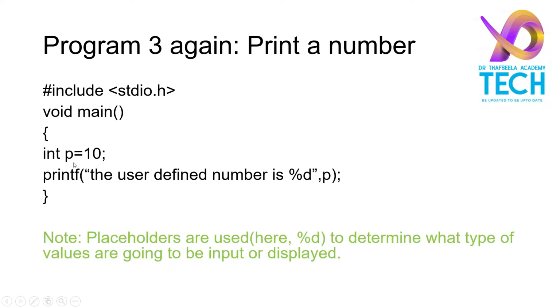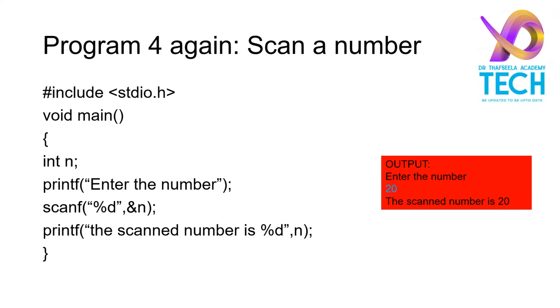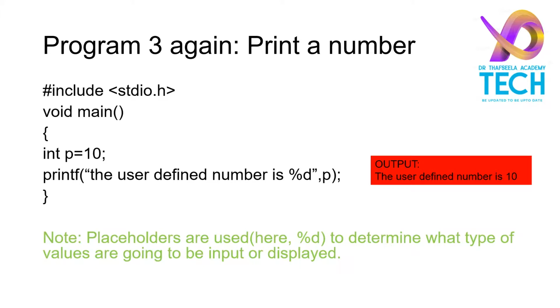Now again we have our program where we printed a user-defined number. Here we just mentioned p equal to 10 and we gave the integer data type, and we printed the same using the placeholder and the printf command. Now in this case, we are going to combine program 3 and program 4. In program 3, we just printed a user-defined number, and in program 4, we asked the user to enter a value and then we printed it. So we will just summarize. In program 4, we learned how to scan a number and then how to display the same. Suppose the user enters a number 20, the output will be the scan number is 20. When it came to program 3, we defined that p equal to 10 is an integer and we then printed the same. So the output will be the user defined number is 10.